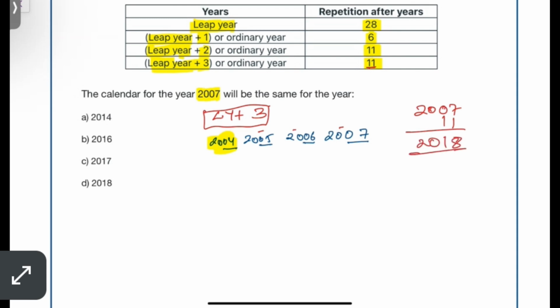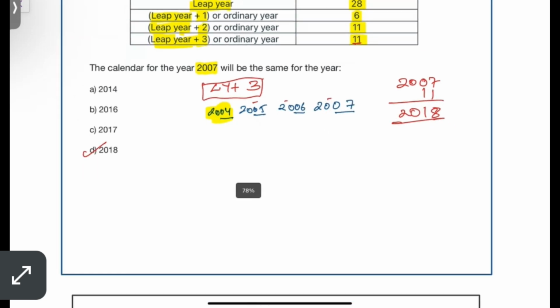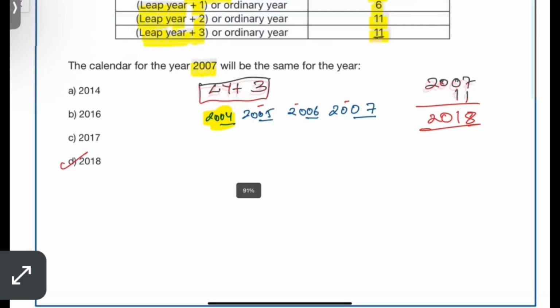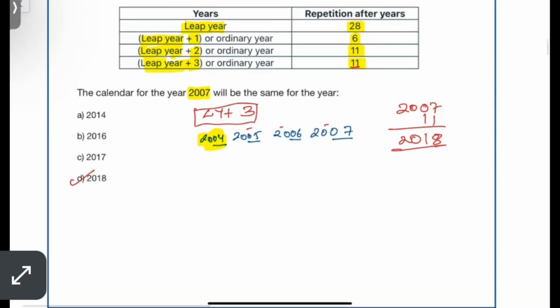The answer here is 2018. Are you following this? That means we need to check how many years after the leap year it is. We need to check that first. But I'll try to explain this with a basic approach. Let's say you forgot this formula, then what do you do?